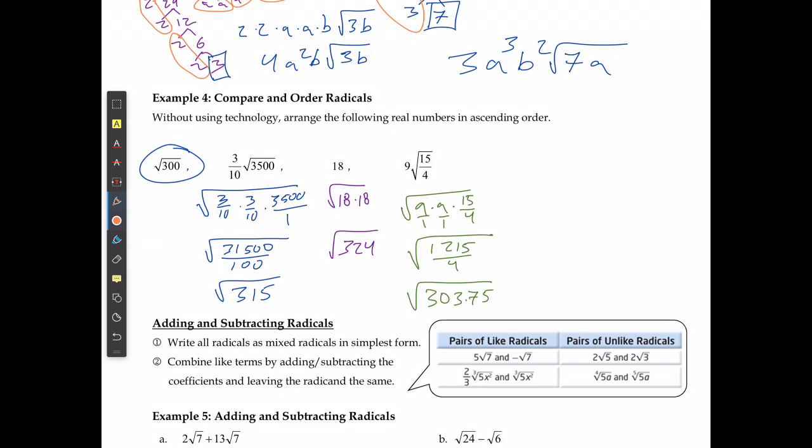As soon as I have it in this form, then I can clearly see that if I'm arranging it in ascending order, the smallest one is going to be the square root of 300. The second smallest is going to be the 9 times root 15 over 4. Then I would have 3 over 10 times the square root of 3,500. And finally, I'm going to have 18 is going to be my biggest one.